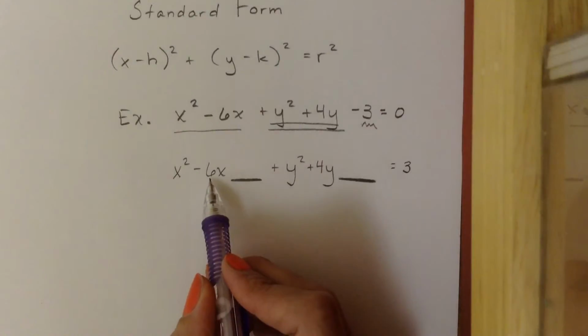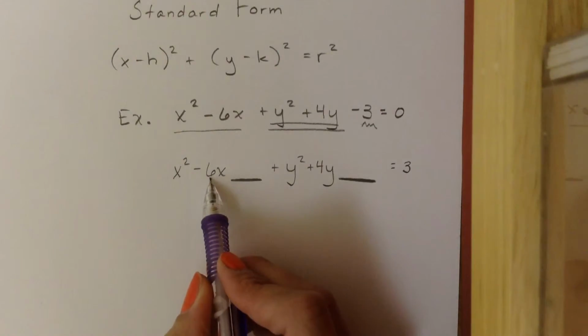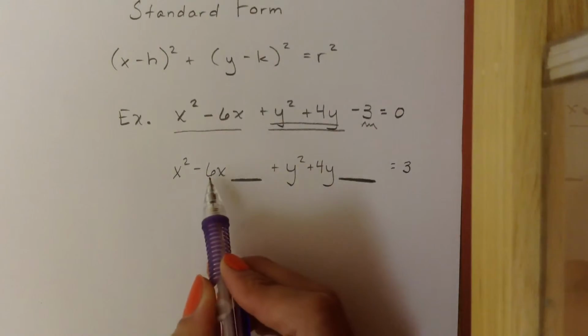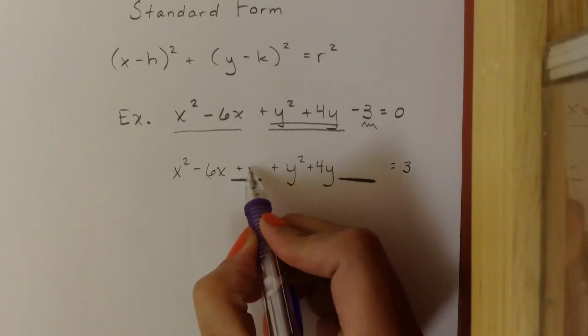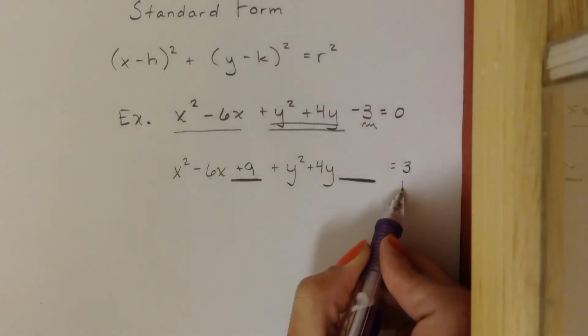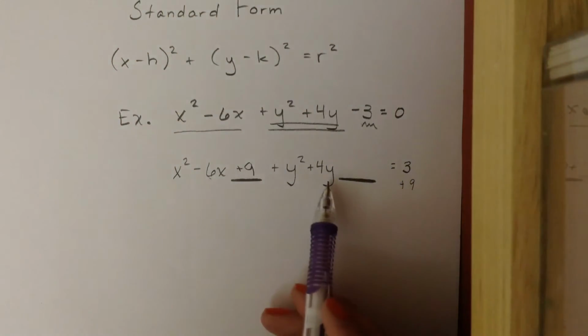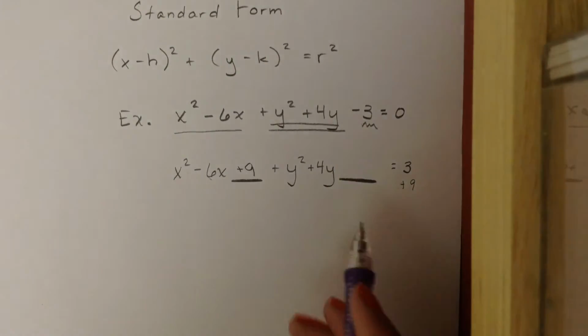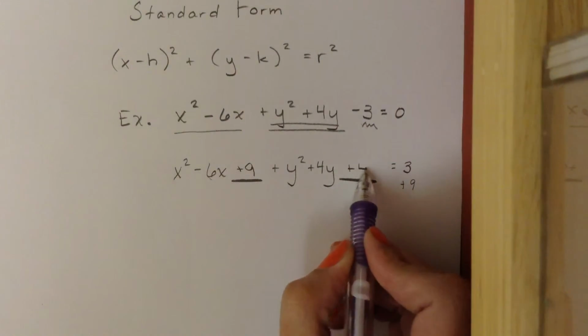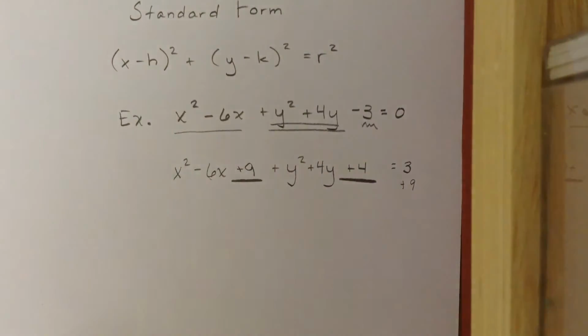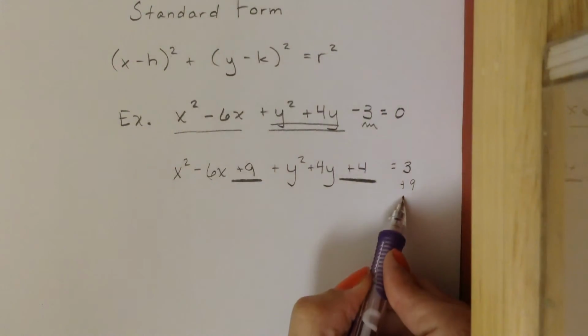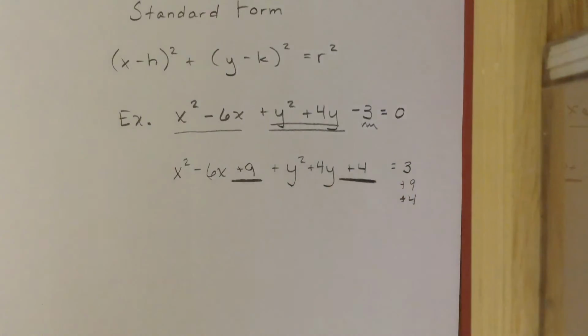We have to take half of the b, so half of negative 6 is negative 3, and we square it. Negative 3 times negative 3 gives me 9. But if I add 9 to this side, I better add it over here. Okay. Here, half of 4 is 2. 2 squared is 4. But if I added 4 to this side, I have to add 4 to balance it out.